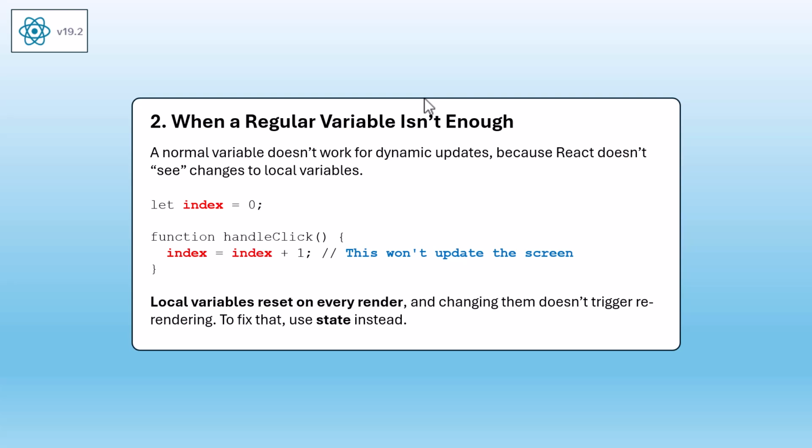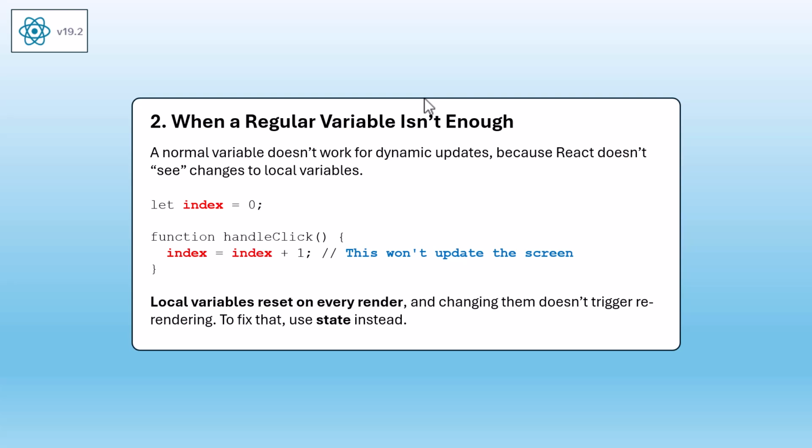Regular variables don't persist between renders. When React re-renders, it restarts the component from scratch. Updating a regular variable doesn't tell React to re-render. React doesn't know that something changed.